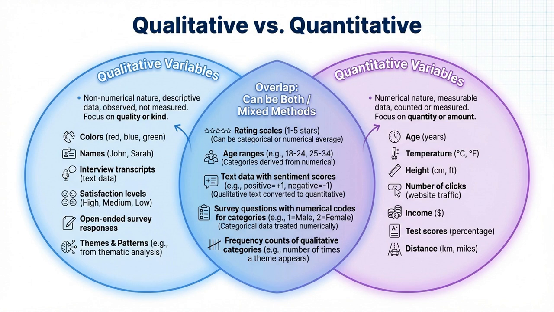Often, discrete or categorical variables are qualitative, while continuous variables are quantitative. However, the two types can sometimes be mixed.